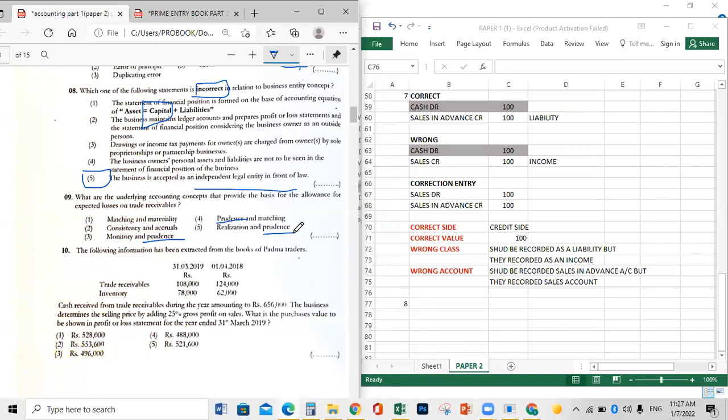So matching concept says always income should match with the expense. So your income is the sales income. For this sales income, when you make a credit sales, you might have doubt on your customers who might not pay you the money. So that's why we come to a conclusion. This is a matching concept. So the answer is fourth one. Prudence and matching concept. Answer is fourth one.